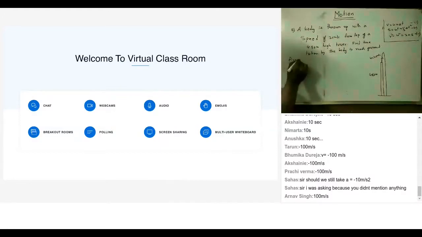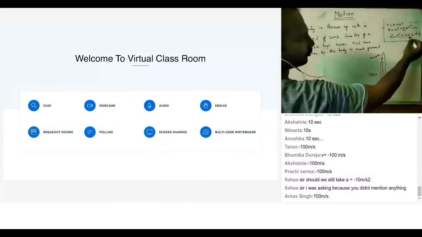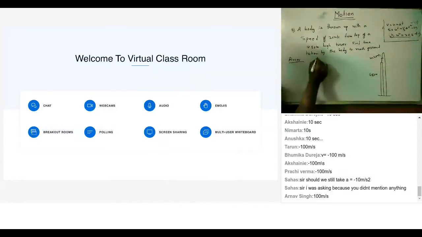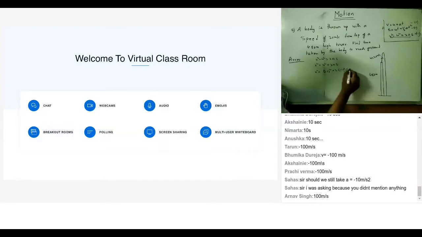So what Arnav has done, what do we know? We use this formula: v square minus u square equal to 2as. From this, what do I get? I need to find v square equal to u square plus 2as. So v square equal to 20 square plus 2 into a. A is how much? Minus 10. S is how much? Minus 480. So v square equal to how much?